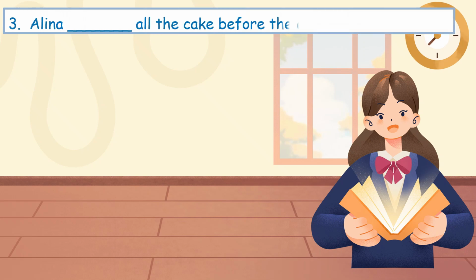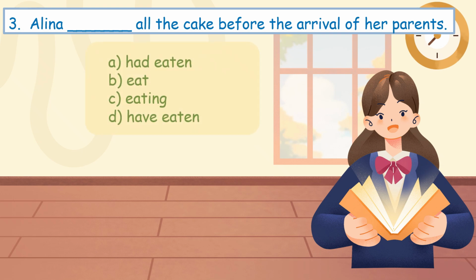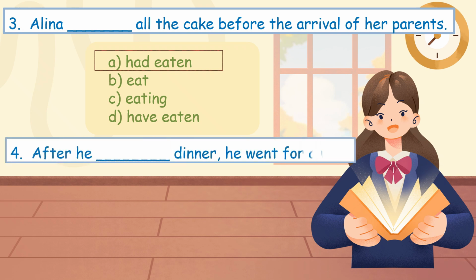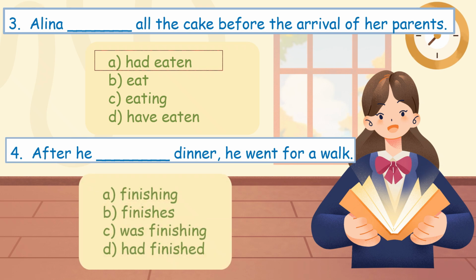Number 3. Alina ___ all the cake before the arrival of her parents. The options are had eaten, eat, eating, have eaten. The correct option is had eaten. Number 4 is, after he ___ dinner, he went for a walk. The options are finishing, finishes, was finishing, had finished. The correct option is had finished.